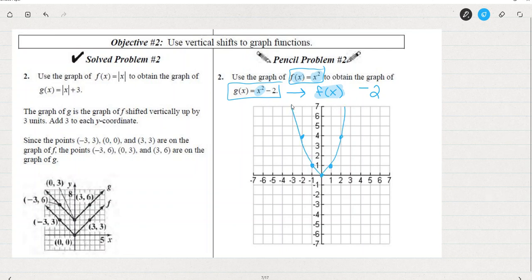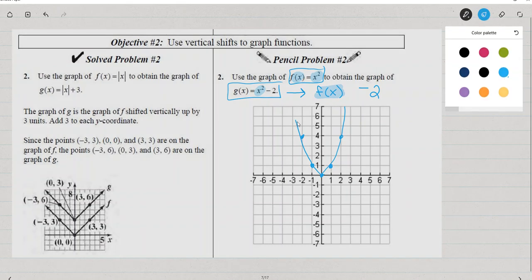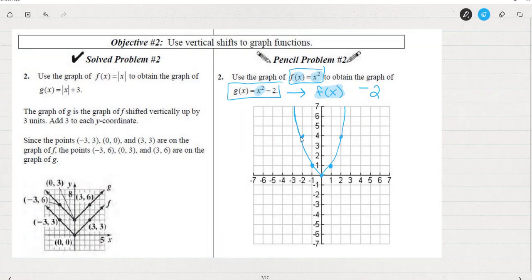I'm going to do that up through the part of the graph that we're given. So when you're given the grid, you want to finish all the way to the ends there, and I know it's going to keep going there.